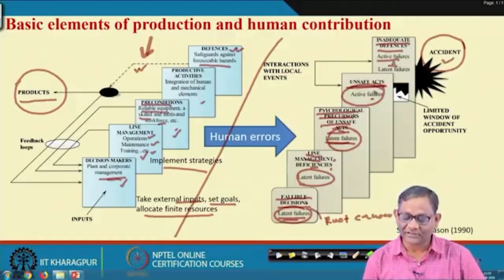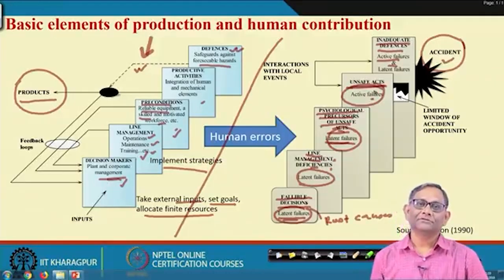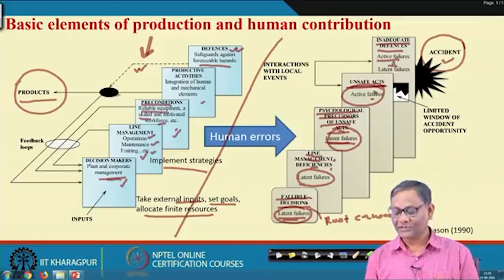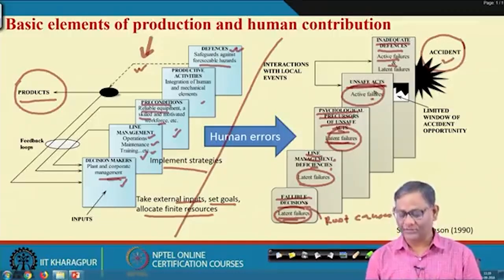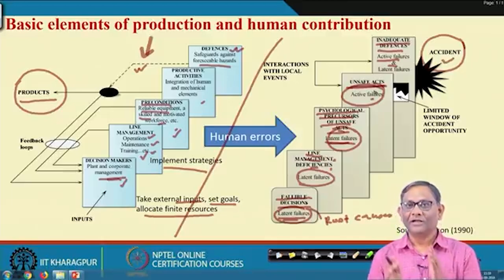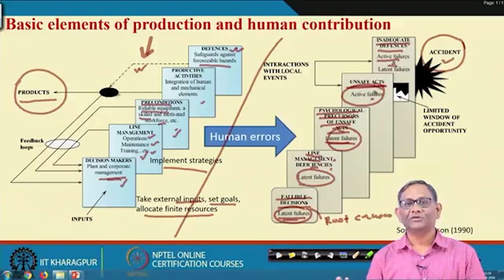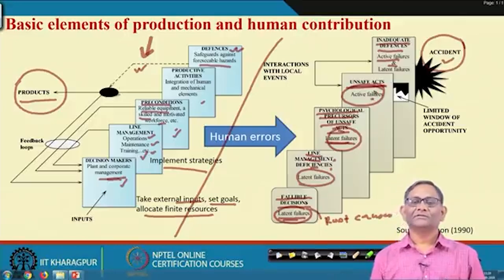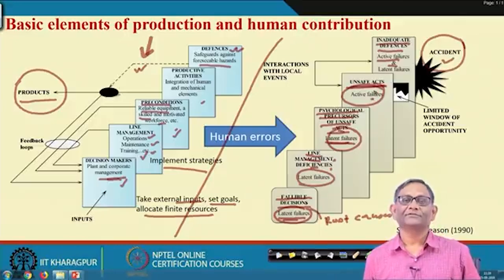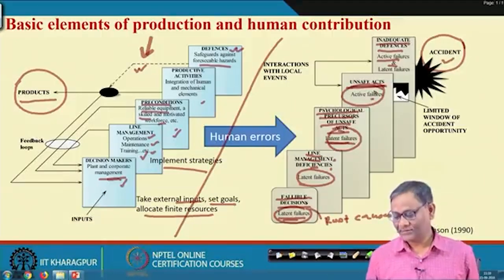So as a result, it is very easy, I cannot say easy, but it is possible to relate an accident to human error. But unfortunately, we relate accidents to human error, and those humans are the workers at the shop floor level. That should not be the proper analysis.